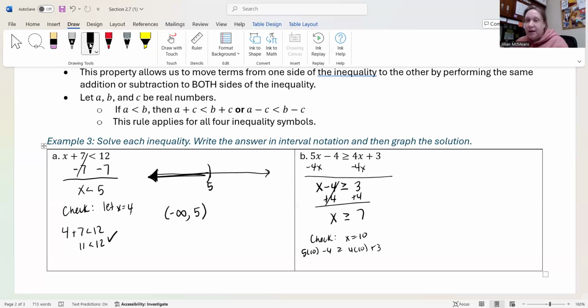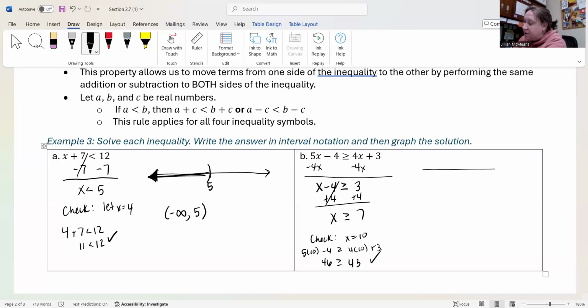You don't have to check inequalities very frequently, but every now and then it's nice just to make sure you're on the right track. So let's see, 5 times 10 is 50. 50 minus 4 is 46. We want to make sure that is bigger than 4 times 10, which is 40, plus 3 is 43. It is bigger. We're good to go.